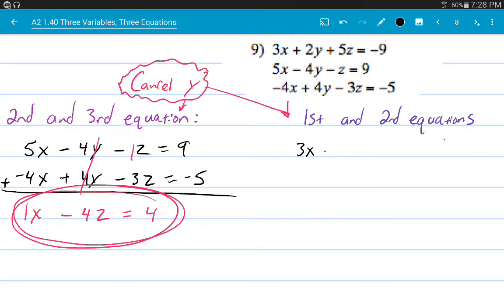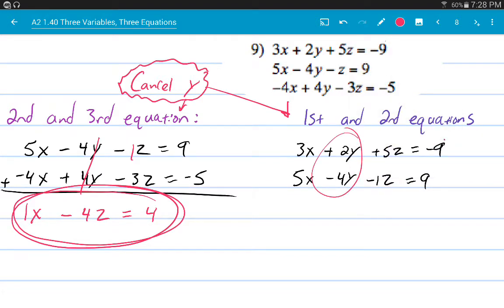I've got 3x plus 2y plus 5z equals -9, and I've got 5x minus 4y minus z, which is 1z, equals 9. Now, when I go to add these up, the y's are not going to cancel out. One is 2 and one is -4. I'm going to need to adjust this. If I could turn this guy here into a 4, these would cross out. But he's not a 4 right now.